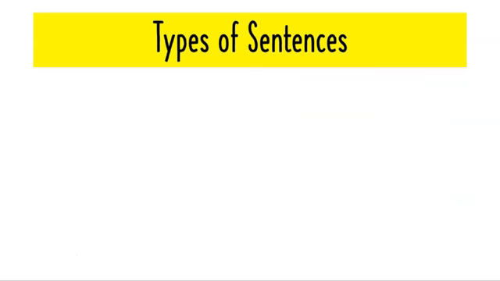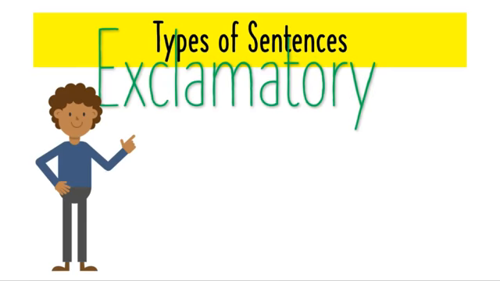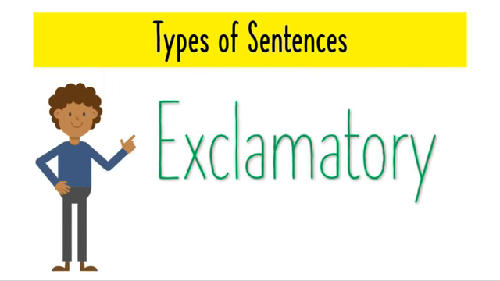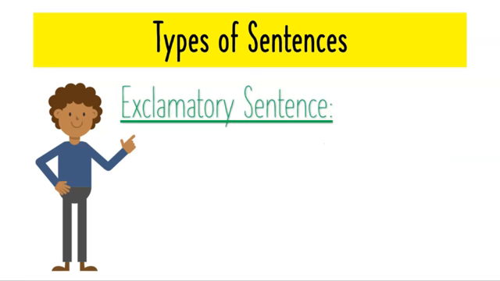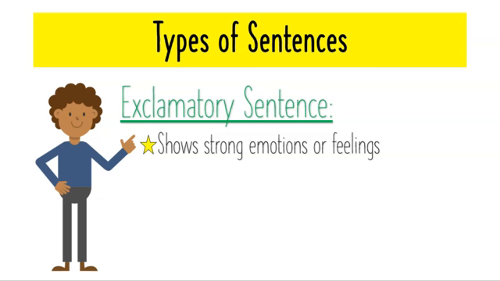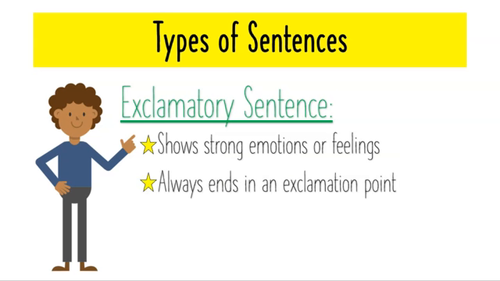The third type of sentence we'll talk about today is exclamatory. An exclamatory sentence shows strong emotions or feelings, and it always ends in an exclamation point.